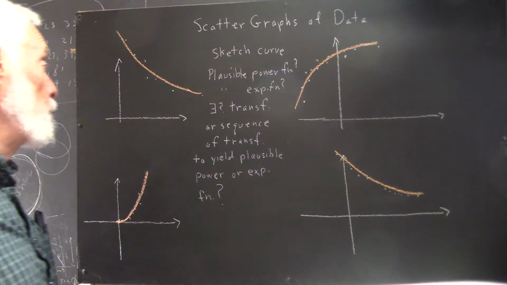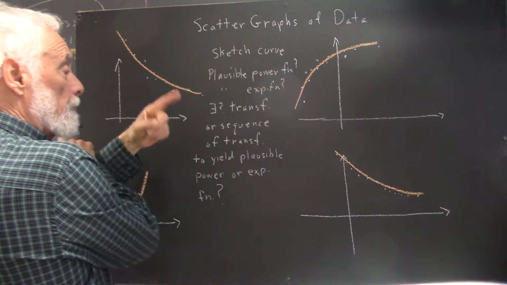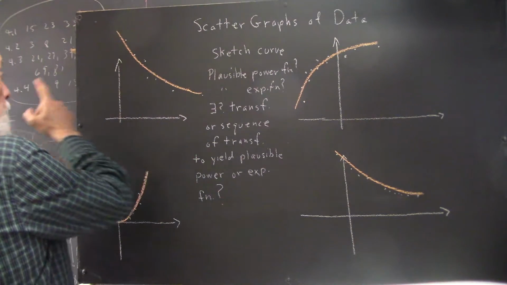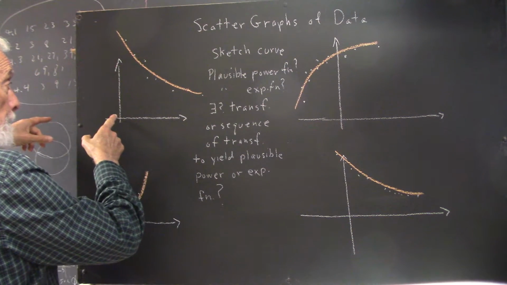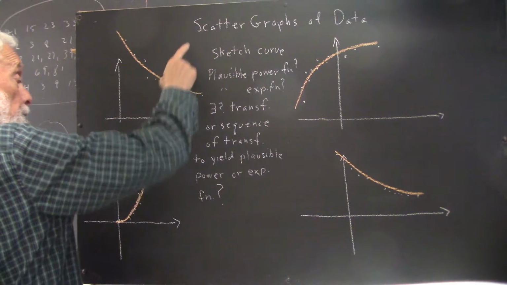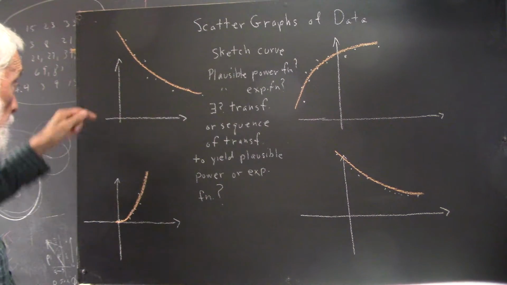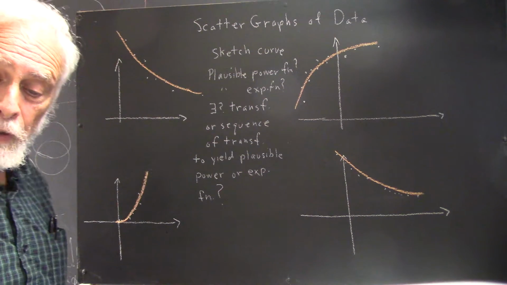Or maybe we flip it around. Now that would involve officially reflecting it through the y-axis, then moving it over and moving it down so that it goes this way, and maybe then it would become a power function. And maybe if we put it in the right place, it could become an exponential function. So you can think of different ways to transform it.